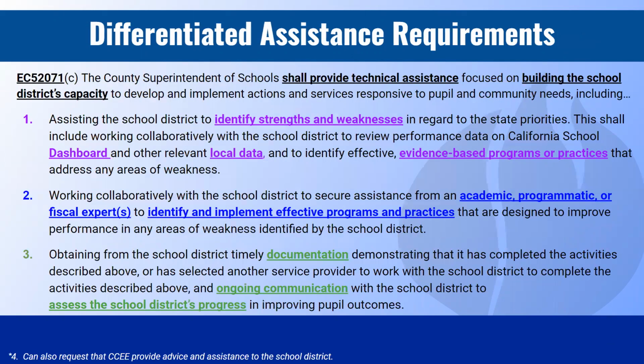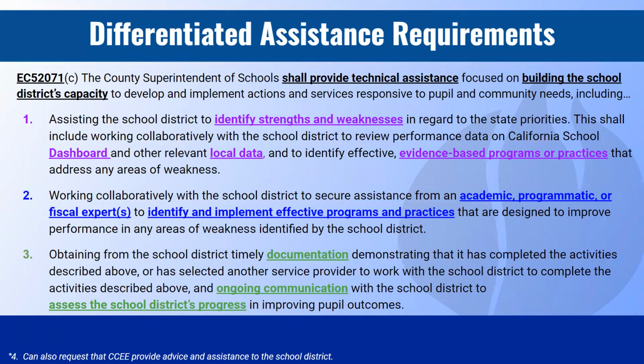The county office's role in providing differentiated assistance is outlined in Education Code 52071, which states that the county superintendent of schools shall provide technical assistance focused on building the school district's capacity to develop and implement actions and services responsive to pupil and community needs. This includes, number one, assisting the school district to identify strengths and weaknesses in a collaborative manner. Since county offices of education typically do not have access to district's current year local data, it is necessary to collaborate with the district to analyze local data to determine areas of need and opportunities for support.